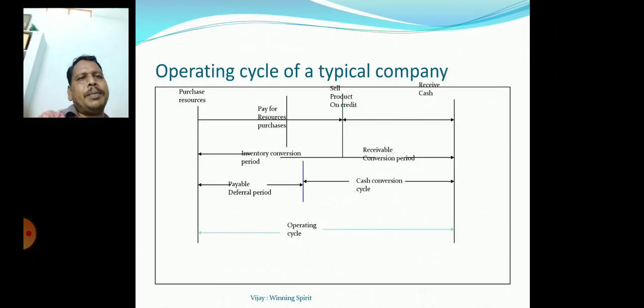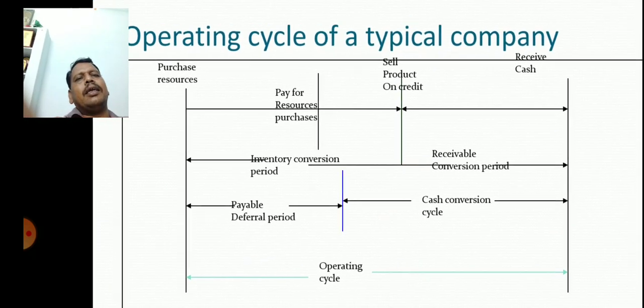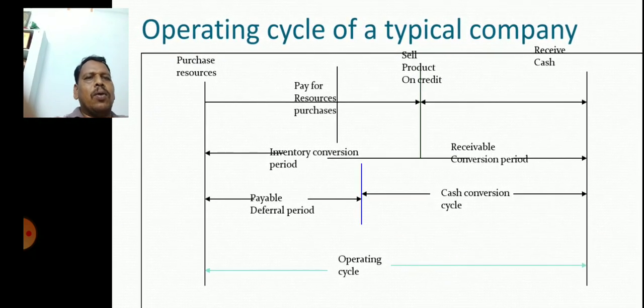Operating cycle of a typical company. As we discussed just now, the operating cycle has some stages. One is purchase of resources. Another is payment for the resources purchased. Another is selling of product on credit and converting into cash. Here a table is shown of the cycle period from purchase of resources to conversion into cash.